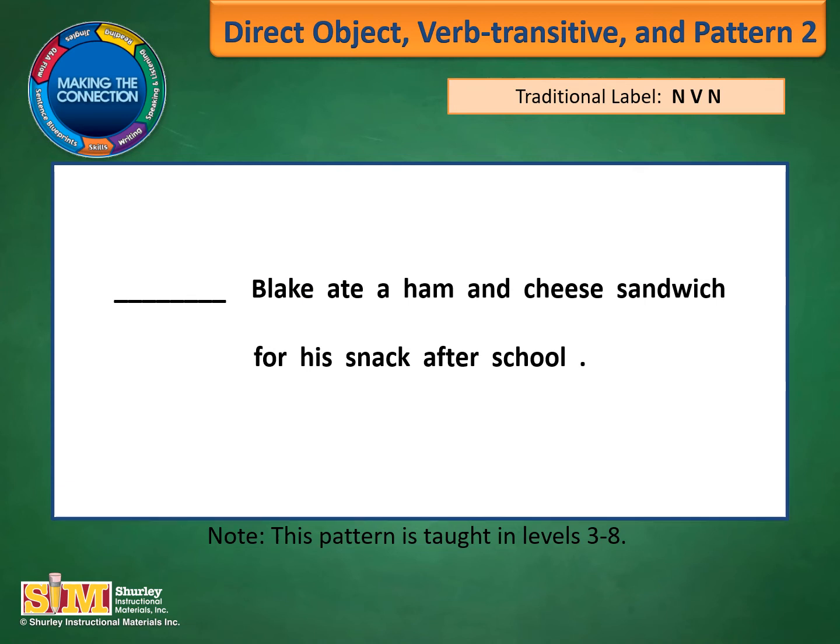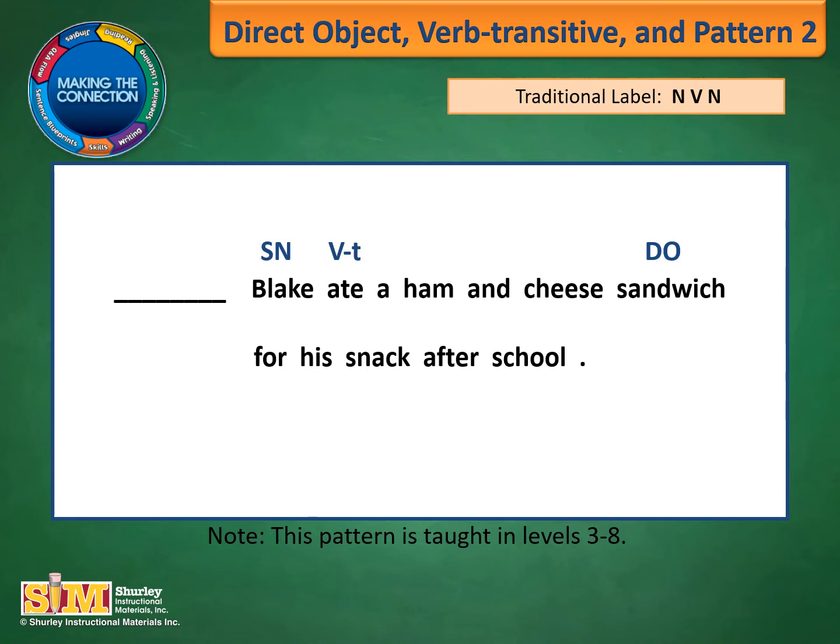Now let's label and classify another sentence together. Ready? Blake ate a ham and cheese sandwich for his snack after school. Who ate a ham and cheese sandwich for his snack after school? Blake. Subject noun. What is being said about Blake? Blake ate. Verb. Blake ate what? Sandwich. Verify the noun. Does sandwich mean the same thing as Blake? No. Sandwich. Direct object. Ate.